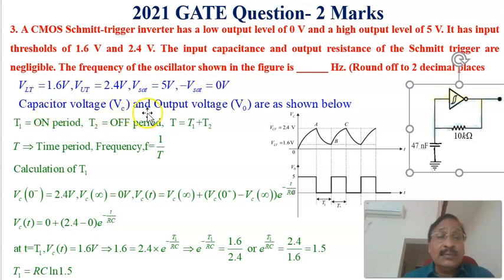the capacitor voltage Vc and the output voltage V0 are as shown in this figure. This is the capacitor voltage, and this is called the lower threshold voltage, which is equal to 1.6 volts, sorry, not 6 volts, and the upper threshold voltage is equal to 2.4 volts. This is the capacitor voltage, and this is the output voltage that is oscillating between 5 volts and 0. This time is marked as T1, and this time is marked as T2, and the total time equal to T1 plus T2 is the total time period T, and the frequency of oscillation is given by 1 by T.